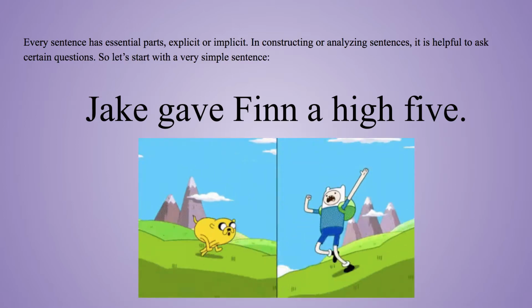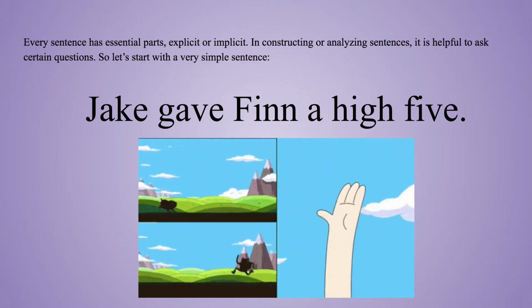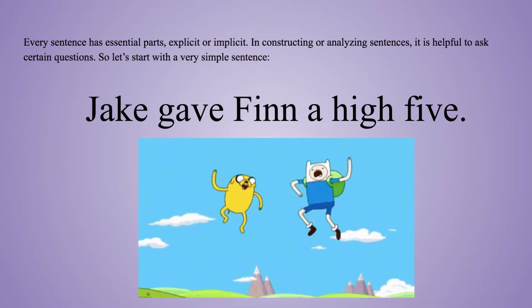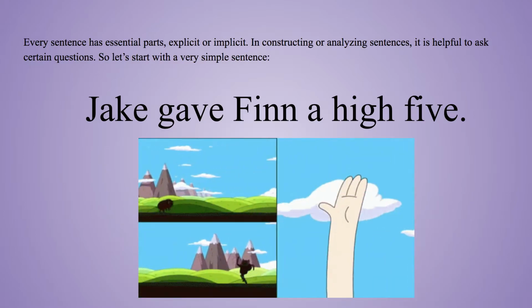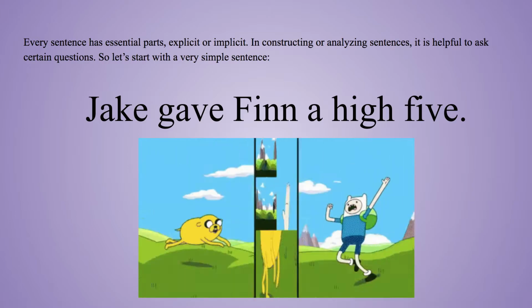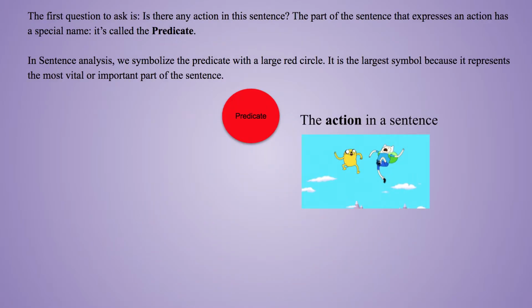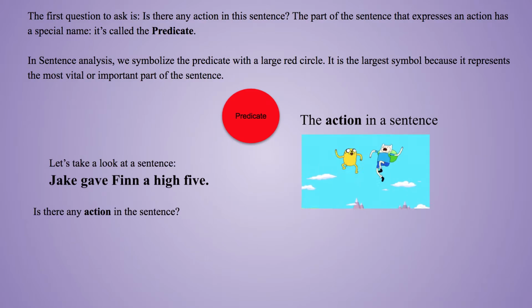All right. So every sentence has specific parts. Today's sentence is Jake gave Finn a high five. Jake gave Finn a high five. Let's look at those specific parts of this sentence. So the first question we ask is, is there an action in the sentence? That's the predicate. Let's take a look at our sentence here. Jake gave Finn a high five.